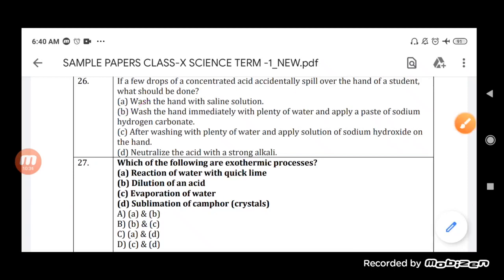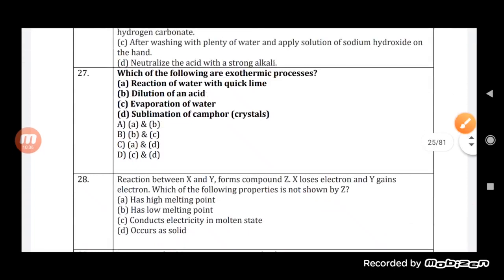Now let us move on and see the next question. The question is: which of the following are exothermic processes? Now see here, what is an exothermic reaction? One in which heat is evolved. That is called an exothermic process. In a reaction, when heat is absorbed, that is an endothermic process, and when heat is evolved, that is called an exothermic process.